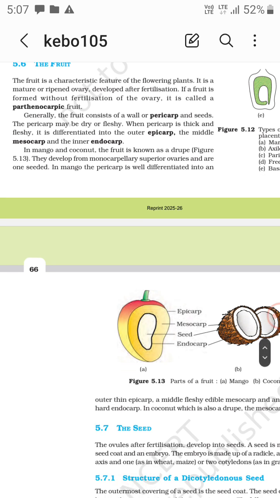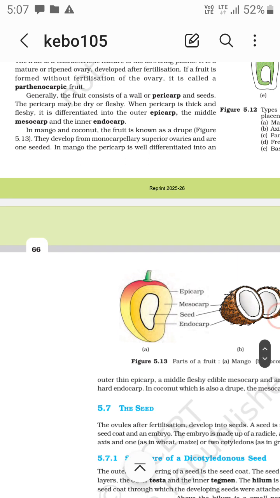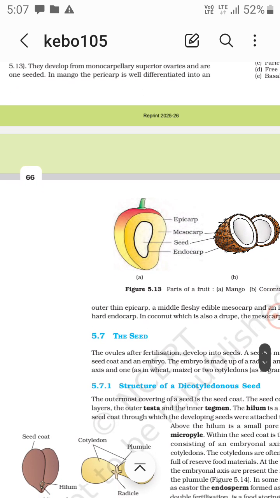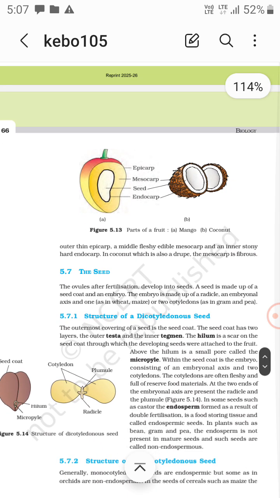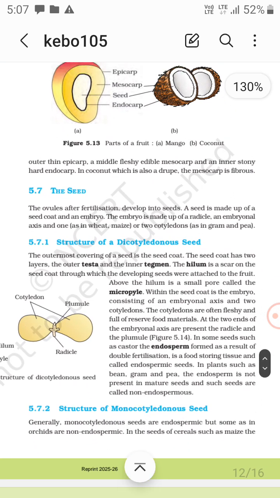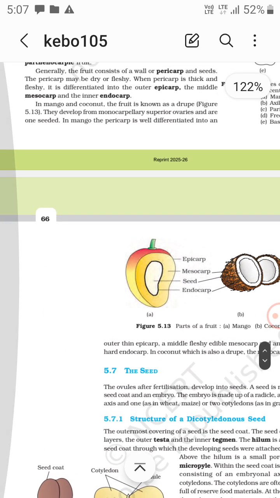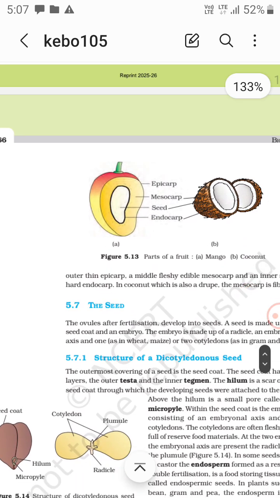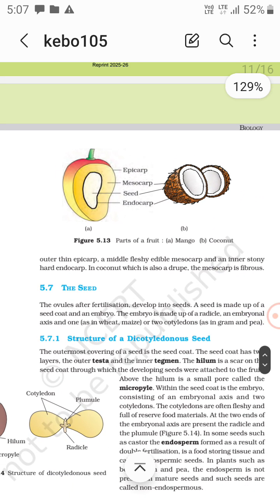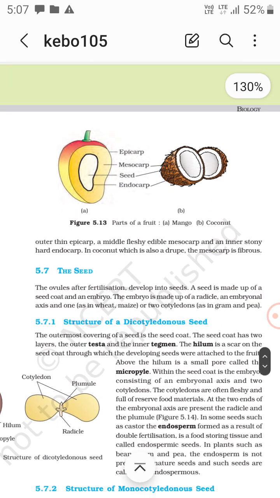Okay. In mango and coconut, the fruit is known as drupe, and this drupe is developed from monocarpellary superior ovaries. These are one seeded. Now in mango, as you can see, the middle mesocarp is fleshy and edible, and the mesocarp is fibrous in coconut.